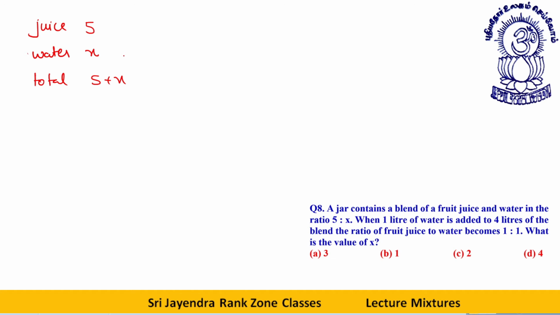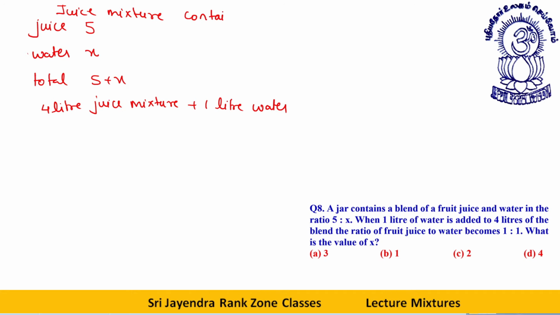When 1 liter of water is added to 4 liters of blend, the ratio of fruit juice to water becomes 1 is to 1. See, now what we have: 4 liter juice mixture plus 1 liter water. This is the juice mixture. What does the juice mixture contain? Juice is 5 parts. Water is x parts. Okay. So 4 liters. Now let's talk about juice and water.